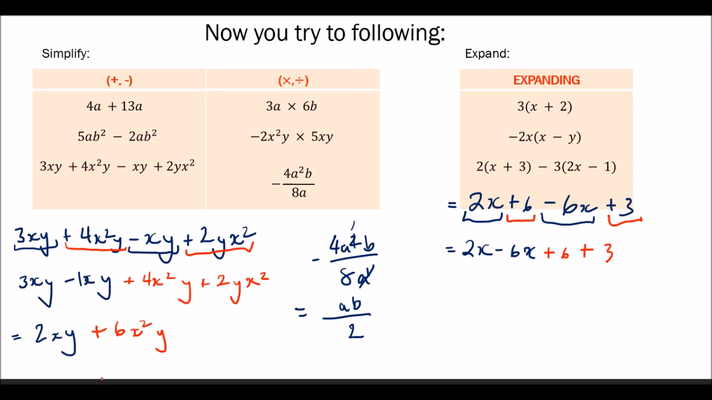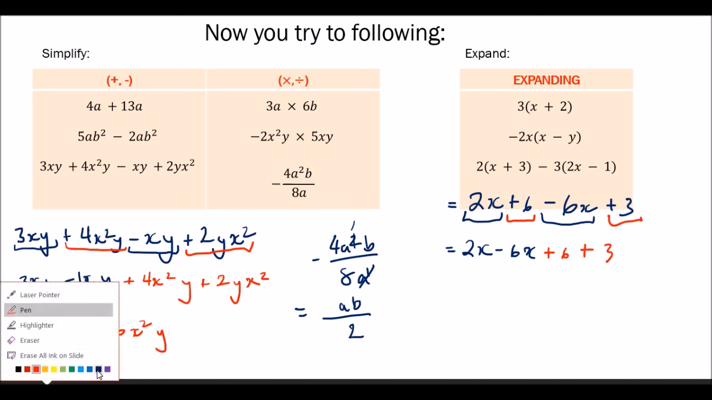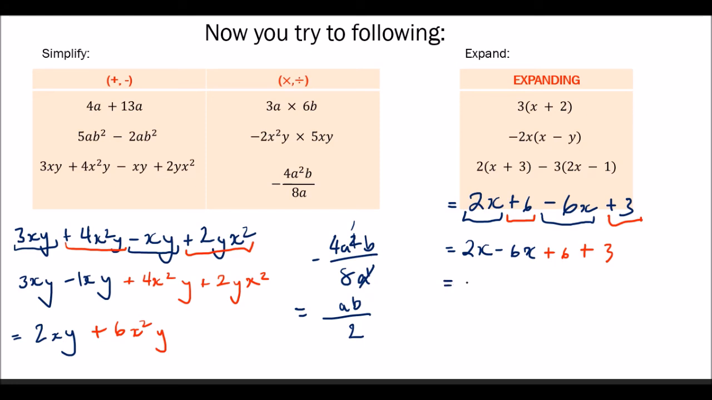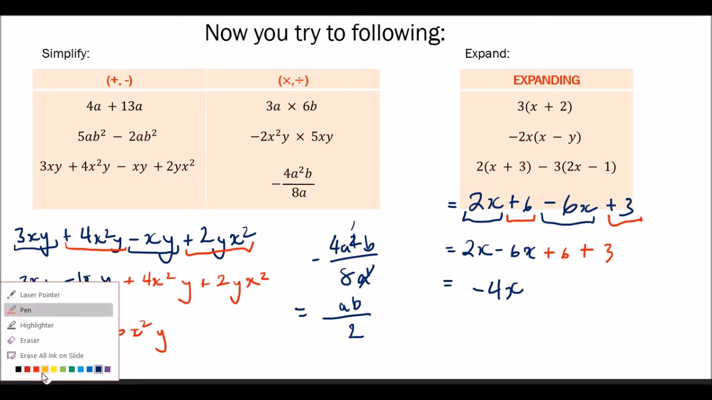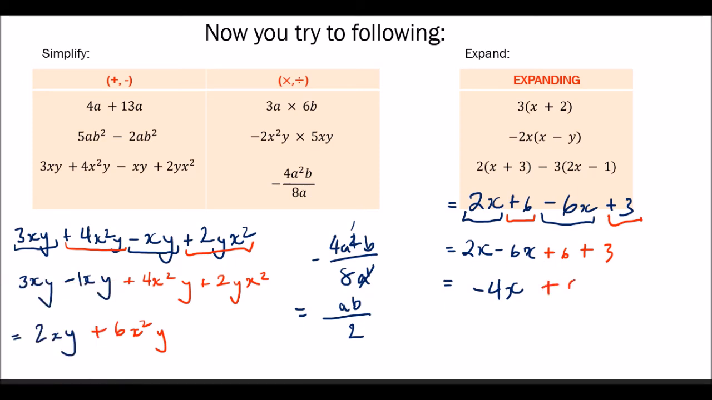Now from there, put them all together, or at least the ones that you can. So 2x minus 6x equals negative 4x. 6 plus 3 will be equal to 9. And there's your final answer.